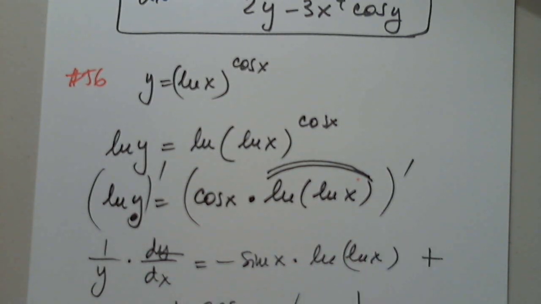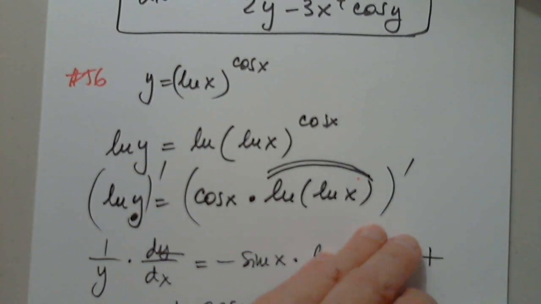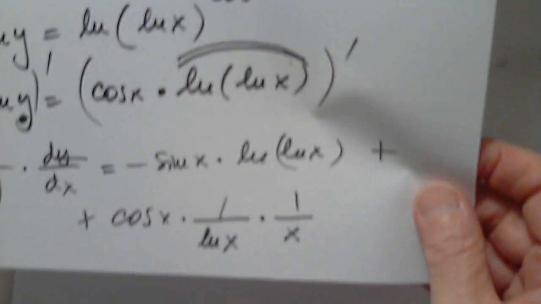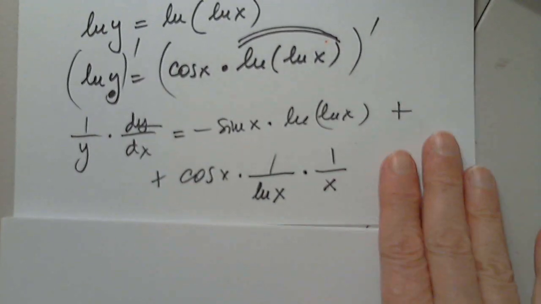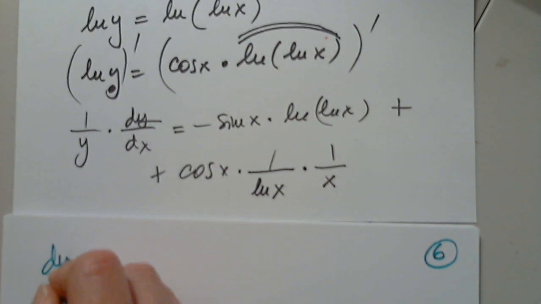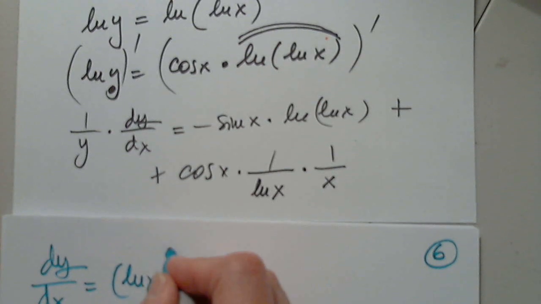Not done, because I have to solve for dy over dx. It's not yet solved for dy over dx. So how do I solve for dy over dx? What do I need to do to both sides to solve for dy over dx? Multiply, because it's in the denominator. Multiply by y, which in this case is natural log x to the power of cosine x.